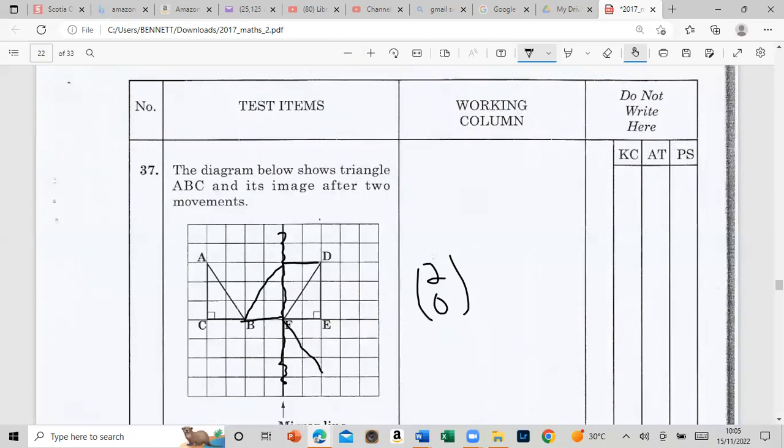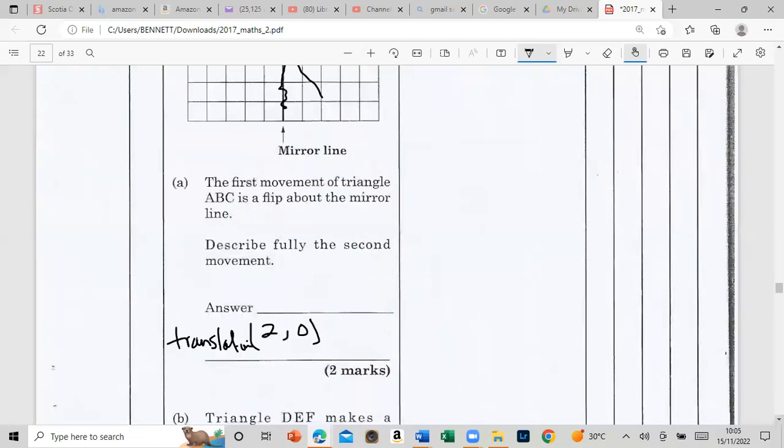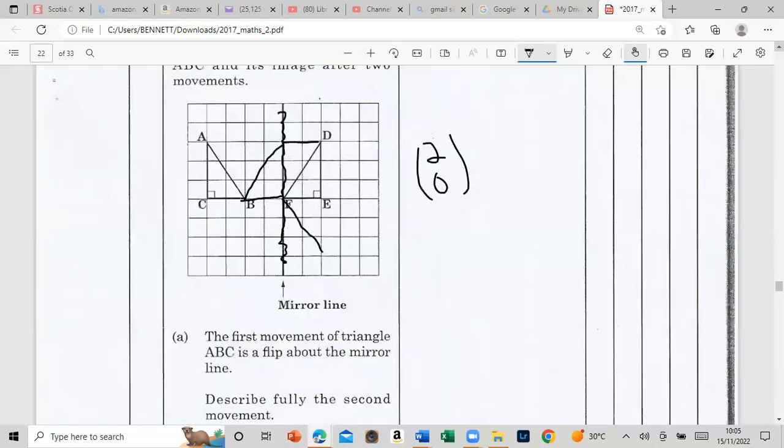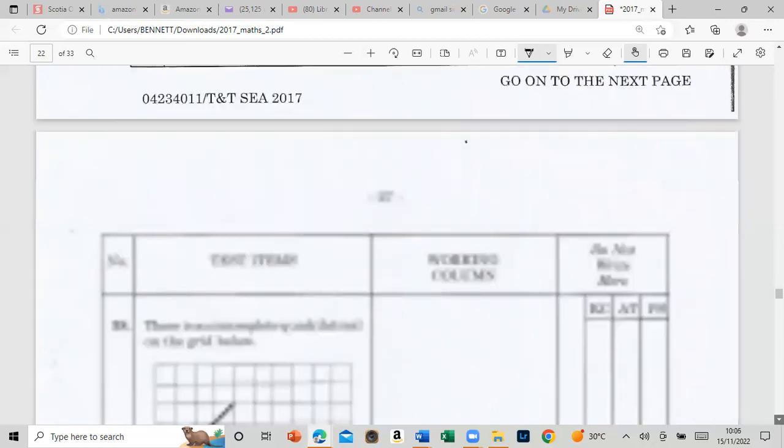Alright. And then now they say mark the new position of E. So either the 1, 2, either there, so now that'll be the new point. These are some really challenging questions though.